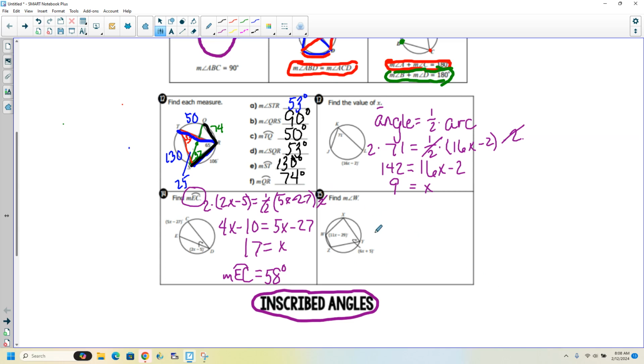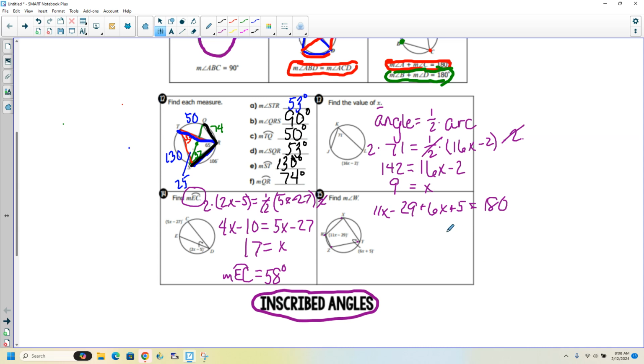Last one, number 15, uses our special information about an inscribed quadrilateral. Look at that. 1, 2, 3, all 4 vertices on the circle. It's inscribed. That means opposite angles total 180. So this is an easy one to set up and solve. 11x minus 29 plus the 6x plus 5 equals 180.